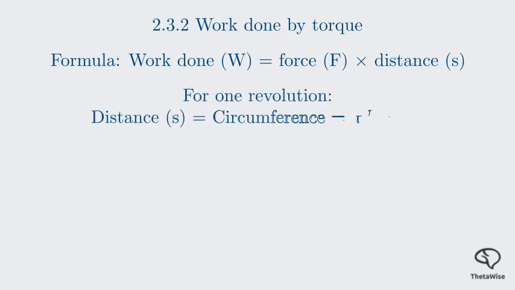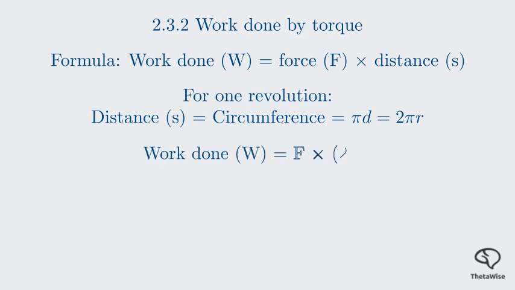For one revolution, the distance s is the circumference of the circle, which is pi times the diameter d, or 2 pi times the radius r. So the work done in one revolution is force F times 2 pi r. Now let's rearrange this formula. We can group the F and the r together.